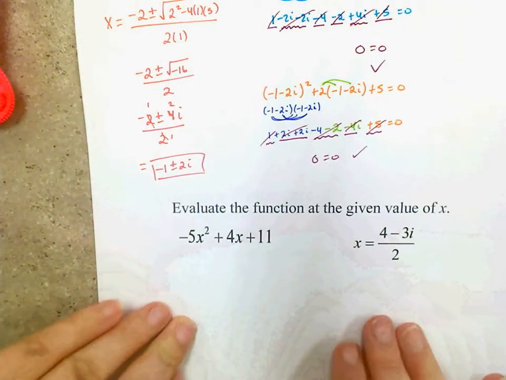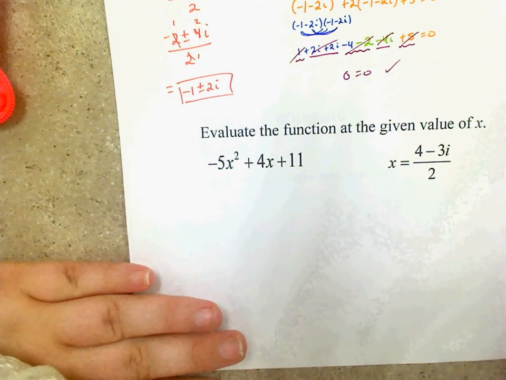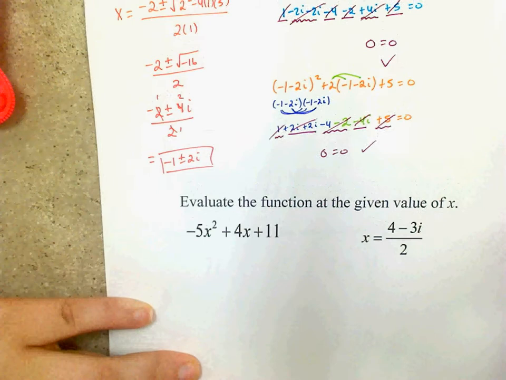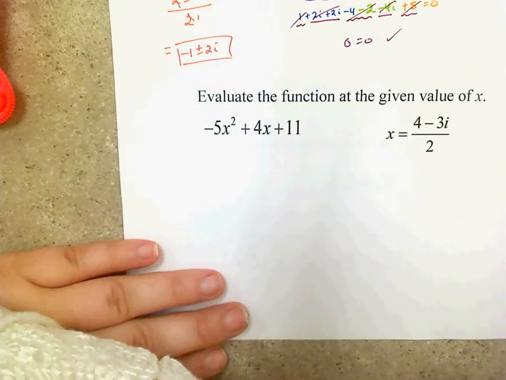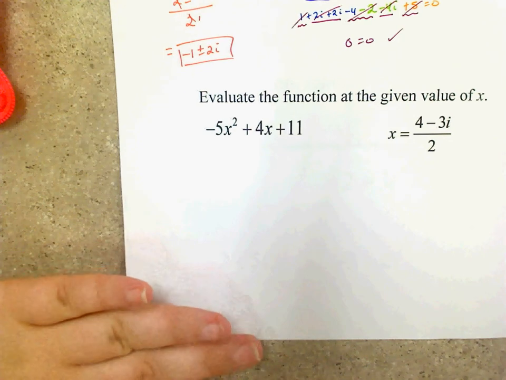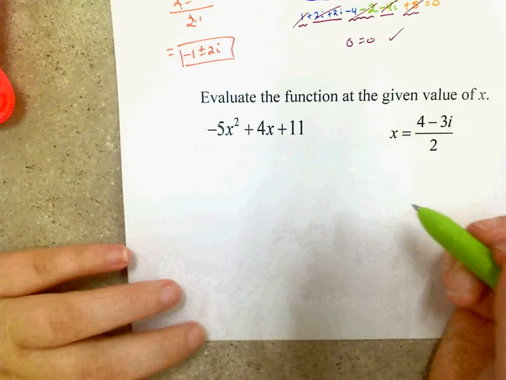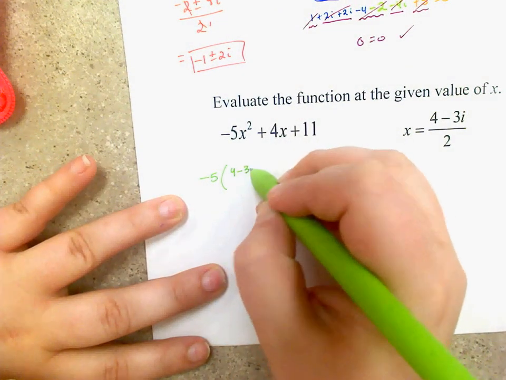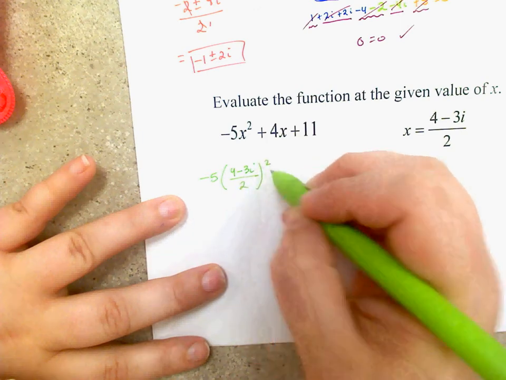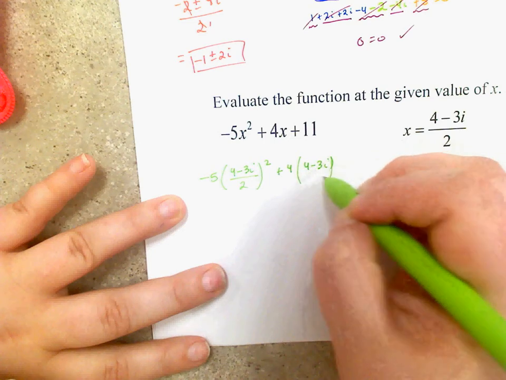Okay? So one more. We need to evaluate. Now, it doesn't say prove that this is a solution, which leads me to believe that it's probably not, and I'm just going to be simplifying. So, let's just go ahead and do this. I've got negative 5x squared plus 4x plus 11, and I've got 4 minus 3i divided by 2 is x. I just want to see what happens. So I've got negative 5 times 4 minus 3i over 2 squared plus 4 times 4 minus 3i over 2 plus 11. And I just want to see what this simplifies to.